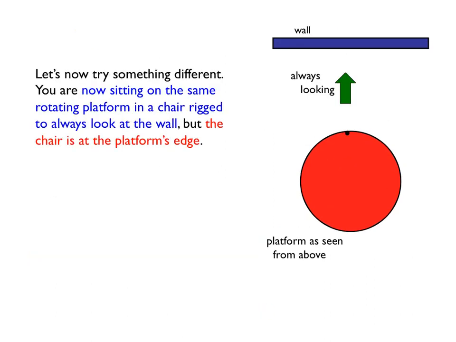So now we're going to switch gears. Now we're going to put the chair out here on the edge. So it's going to be attached to the edge in the sense that wherever the platform goes, the chair will go, but it's still going to be set up so that it always looks toward the wall. So if you're sitting in the chair, you're always going to be looking toward the wall. And as before, the question arises, what will you observe from that perspective?